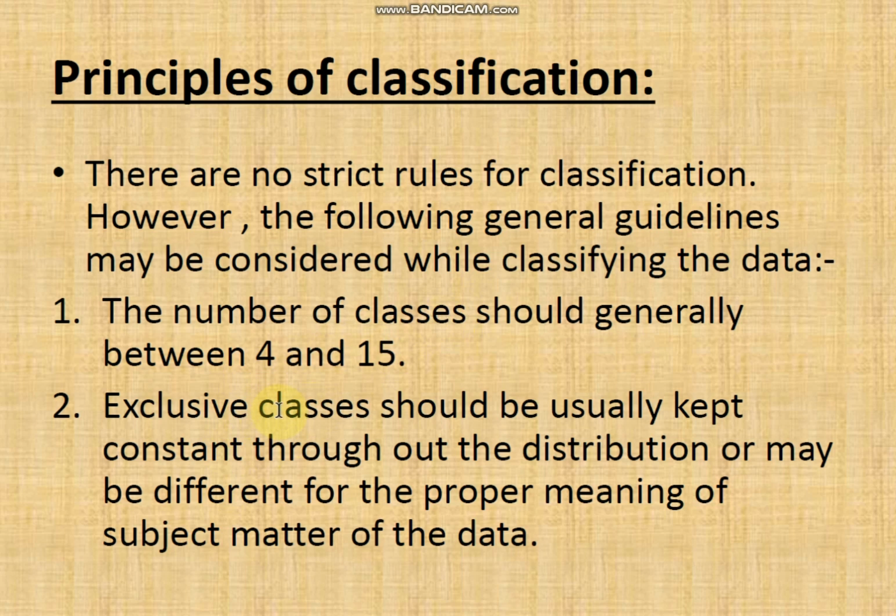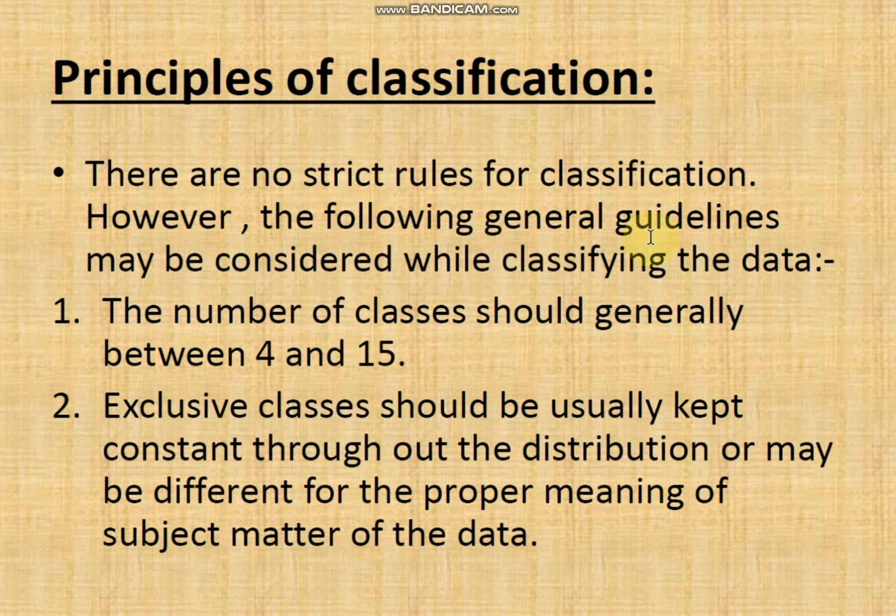Second one, exclusive classes should be usually kept constant throughout the distribution, or may be different for the proper meaning of the subject matter of the data. As far as possible, if you can choose exclusive classes, the width of the classes should be uniform. Even if there are differences in the width of the classes, it should be justified according to the necessity of the data.